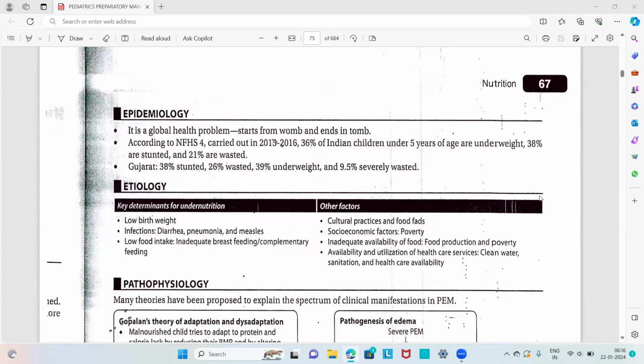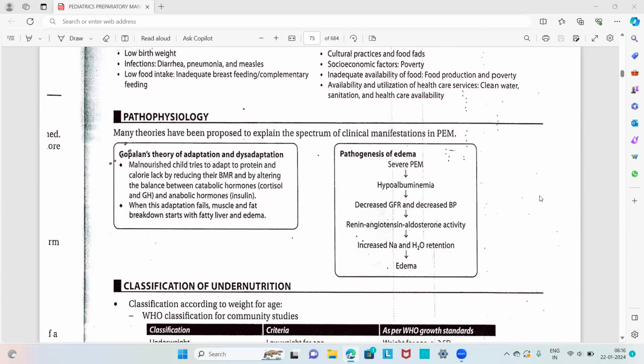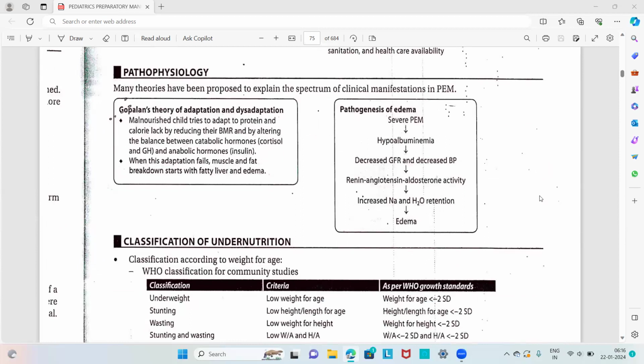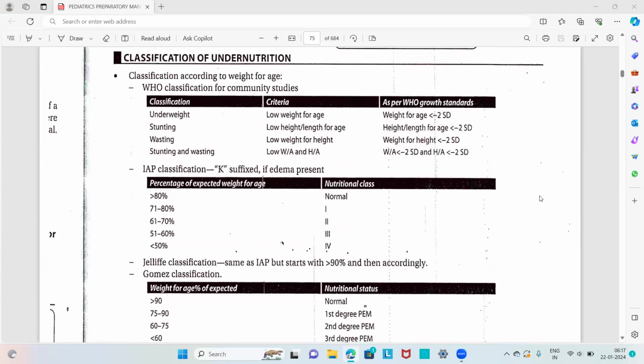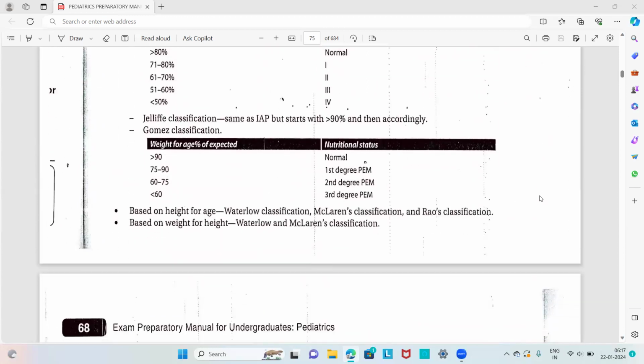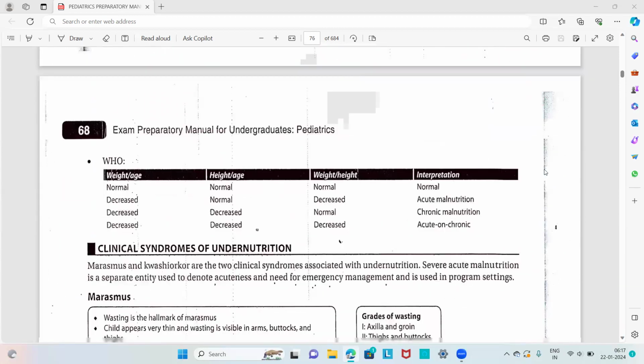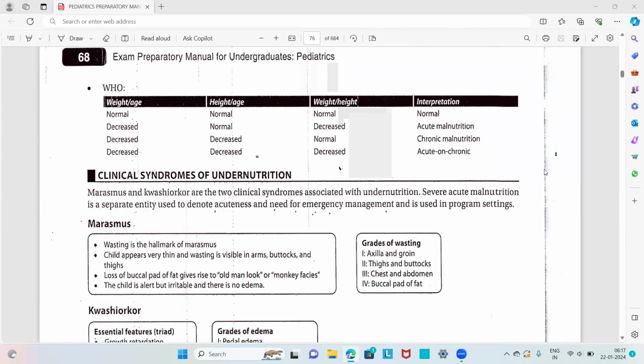Then the etiology of undernutrition, the pathogenesis of edema, and also the classification of undernutrition, that is the WHO classification, IAP classification, Gomez classification, and so on. Then we also discussed the clinical types of undernutrition: there are two, that is marasmus and kwashiorkor.